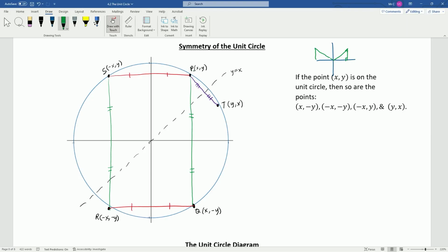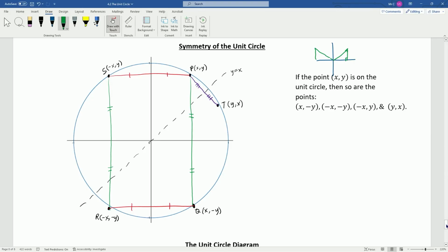If you have a point xy on the circle, then you will also have the negative xy point. And you also have the negative x negative y point. And you also have the x negative y point. And you will also have the point when you flip x and y, so the point yx. So all of those points will also be on the unit circle. That's all this says. Now finally, I've included for reference the complete unit circle diagram here.